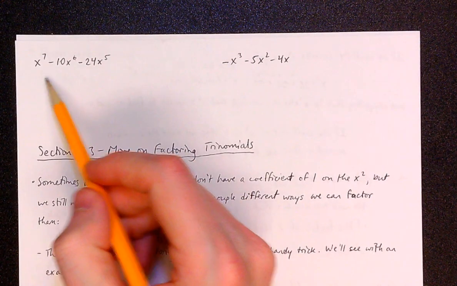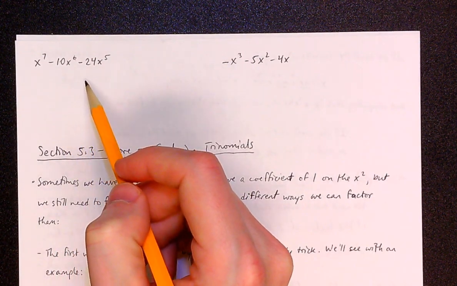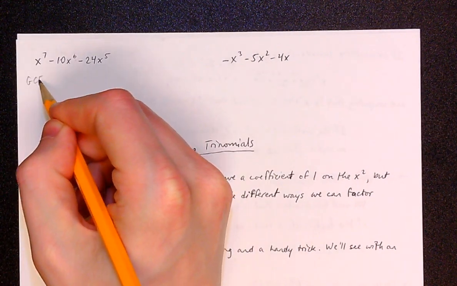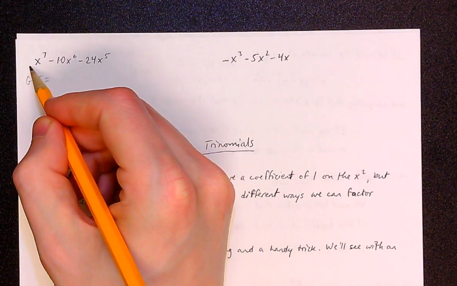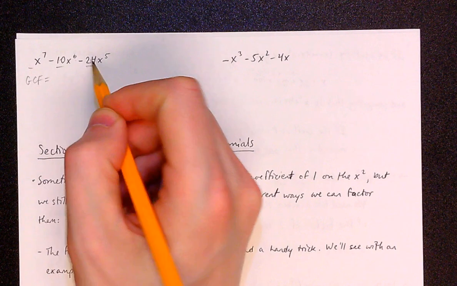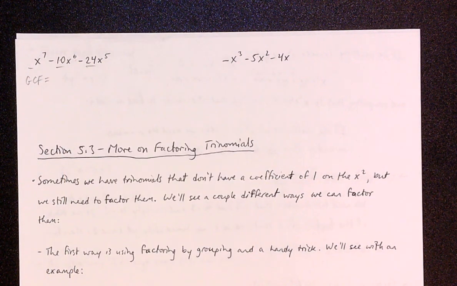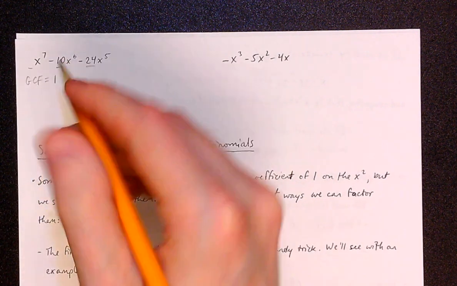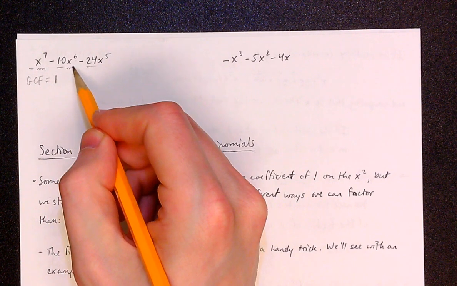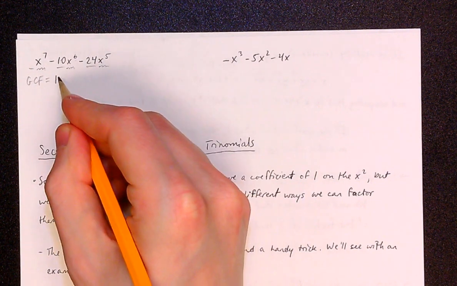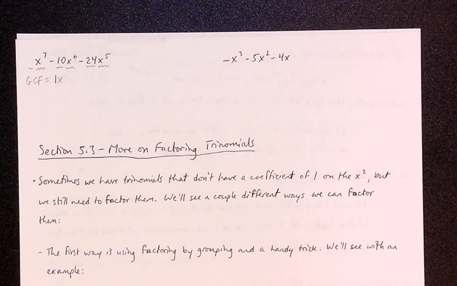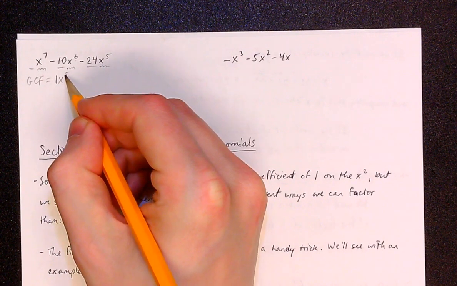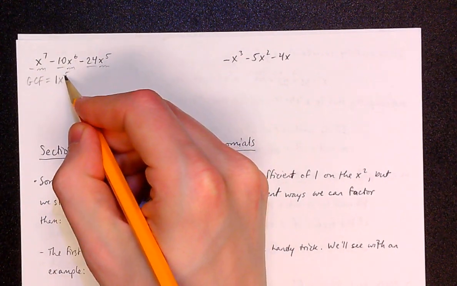Next one here, x to the seventh minus 10x to the sixth minus 24x to the fifth. So again, let's find that GCF. The numbers in front are 1, 10, and 24. The GCF of 1, 10, and 24 is going to be 1. And then the variables, each term does contain a variable, so the GCF will contain that variable. What's the exponent going to be? It's going to be the smallest exponent, which is that 5. So the GCF is 1 times x to the 5th, or just x to the 5th.